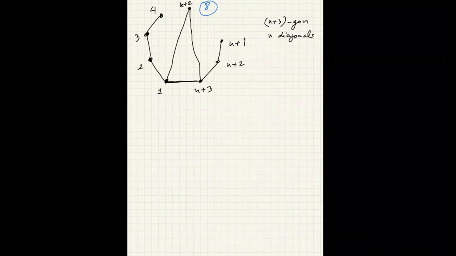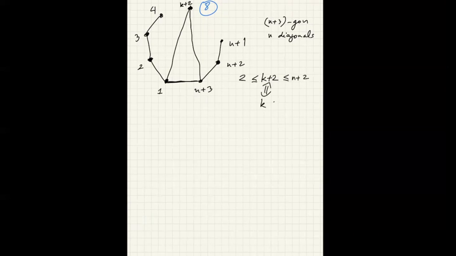So this k, how large can this k be? Well, k plus 2, this point here, can be anything from 2 all the way to n plus 2. So k plus 2 is greater or equal to 2 and is less than or equal to n plus 2. So that makes it that k is between 0 and n. Okay, so we keep that in mind here. So k plus 2 can start from here, here, all the way back over here. Okay, so there are n plus 1 possible values that k or k plus 2 can take.